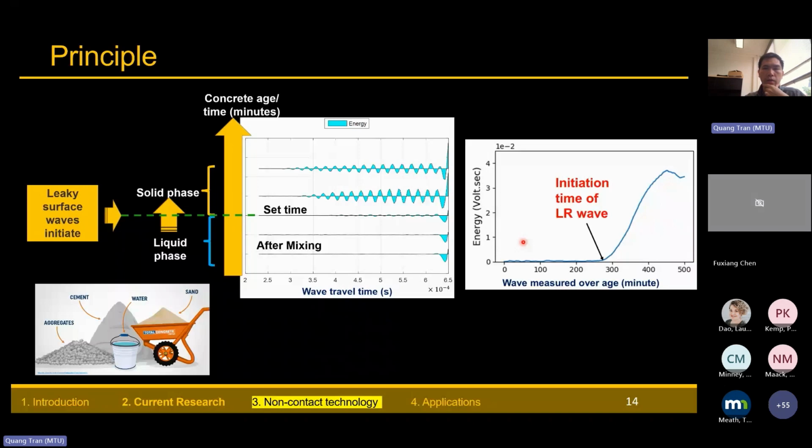That's why on the figure on the right here, we can see that the energy of the leaky wave initially is almost zero, and then at some point it increases dramatically. So I call the point where the energy changes the initial time of the leaky surface wave, or the term used is LR, where R stands for the Rayleigh wave, and LR is the leaky Rayleigh wave.